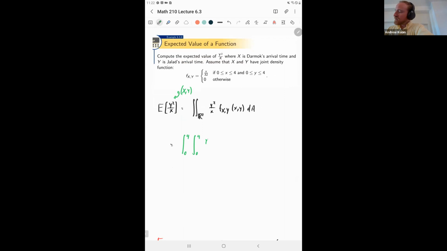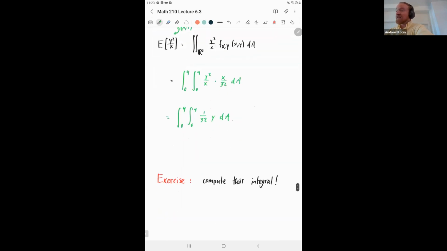And let's just plug in our whole expression. The joint function here is x over 32. And I'll leave it as dA for a moment. Notice that this integrand simplifies quite a bit in complexity because the x's cancel out and we just have 1/32 y. I'll leave it up to you to integrate this with respect to x or y first. This is at this point a pretty easy double integral problem to solve.